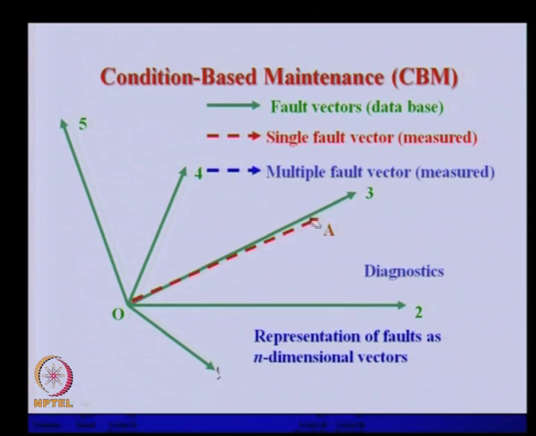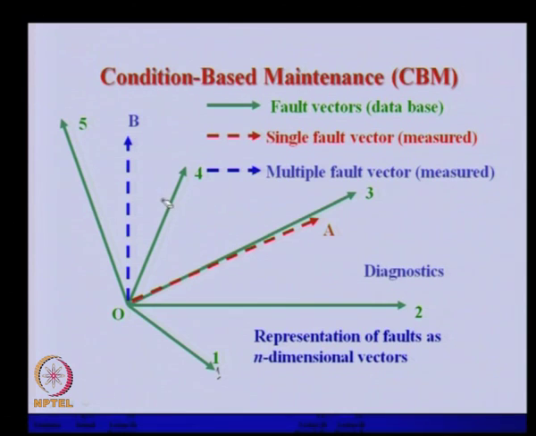This will happen when there is a single fault, so the matching of these two vectors will be quite close. But if a vector comes like this, obviously in this particular case it is not aligning with any of the faults, but it is close to 4 and 5.